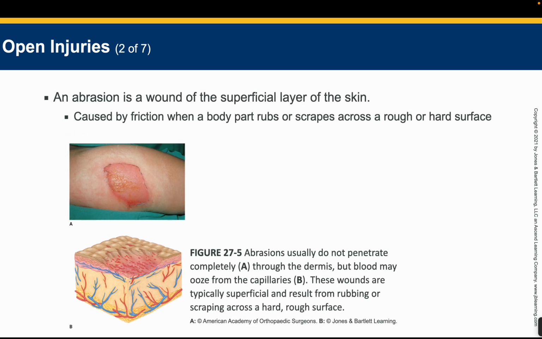Starting with abrasions, these are probably the most common type of open injury you'll see. Think of these as scrapes. They involve the very top layer of the skin and are usually caused by friction, like when someone falls and slides across the pavement. Even though they're considered superficial, they can still be painful and may have some minor bleeding, usually more of an oozing from the capillaries rather than a heavy bleeding.